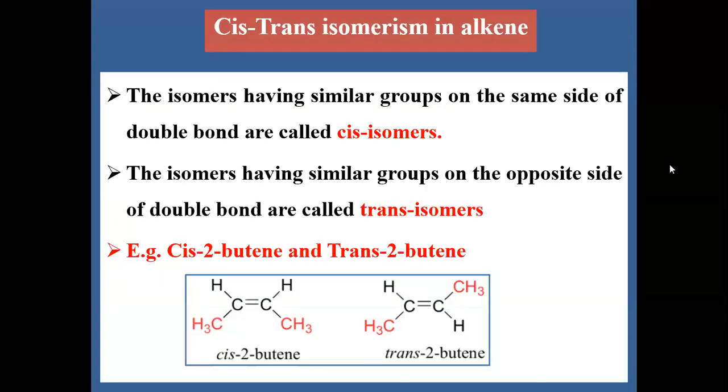Let's study the examples. First one is cis and trans isomerism in alkenes. First of all, what is cis isomer? The isomer having similar groups on the same side of double bond are called cis isomers. The isomers having the similar groups on the opposite side of the double bond are called trans isomers. Example is cis-2-butene and trans-2-butene.